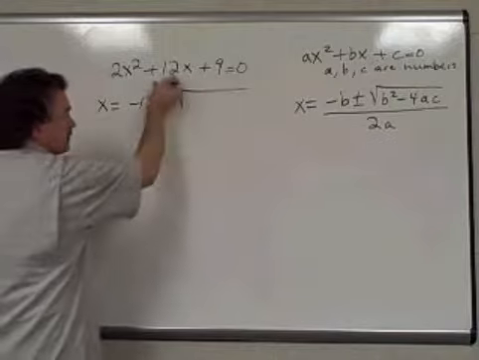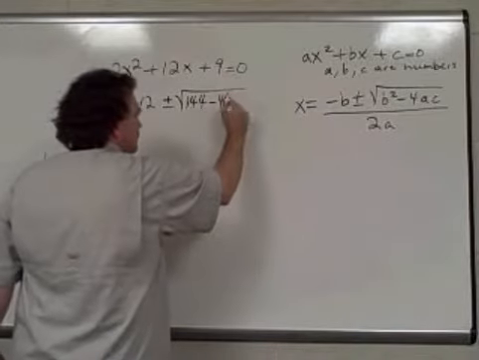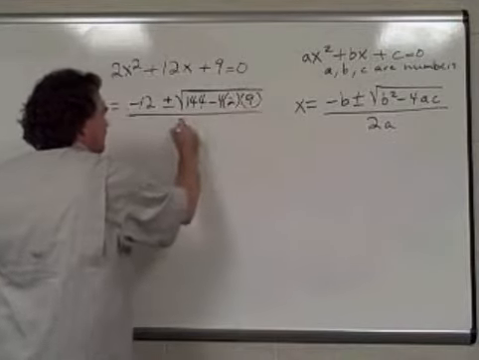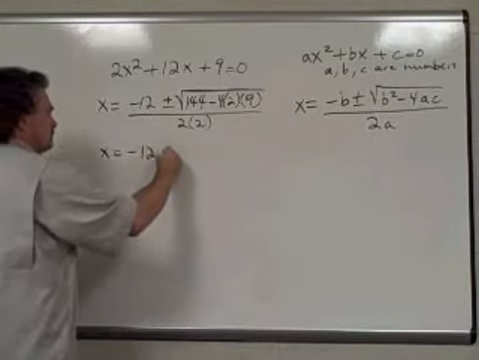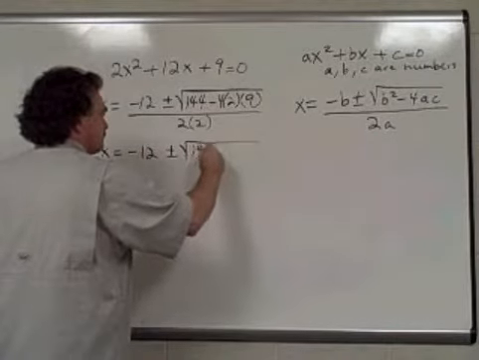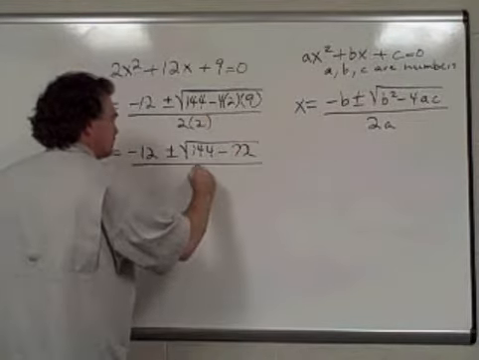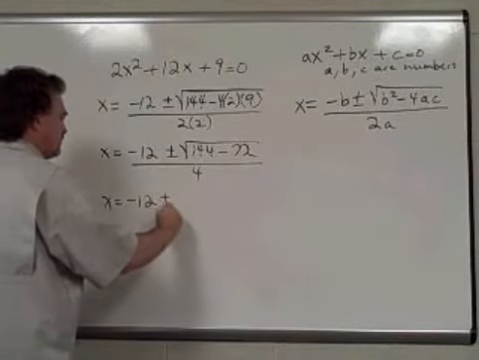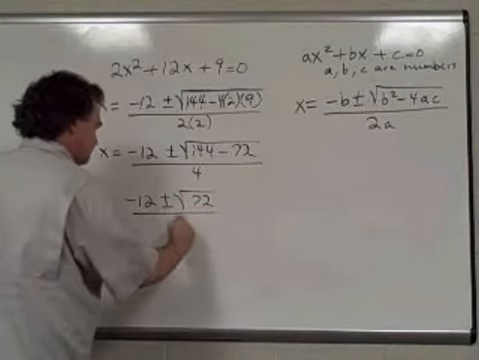the square root of the square of b, 12 squared is 144, minus 4 times the a, which is 2, times the c, which is 9. All of that divided by 2 times the a coefficient, which is 2. 4 times 2 is 8. 8 times 9 is 72. So x equals negative 12 plus or minus the square root of 144 minus 72. Oh, that's 72.